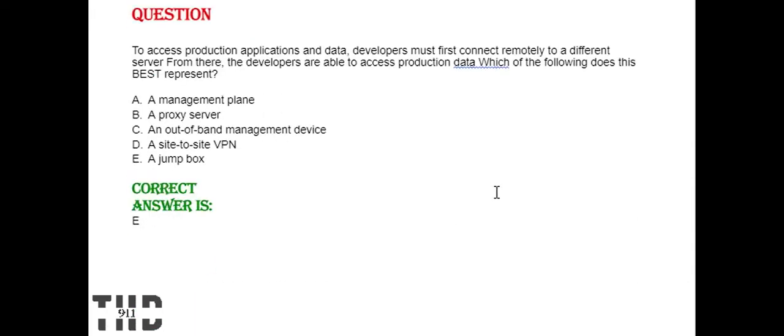To access production applications and data, developers must first connect remotely to a different server. From there, the developers are able to access production data. Which of the following does this best represent? Option A, a management plane. Option B, a proxy server. Option C, an out-of-band management device. Option D, site-to-site VPN. Option E, a jump box. The correct answer is option E.